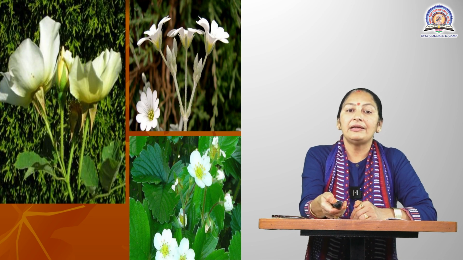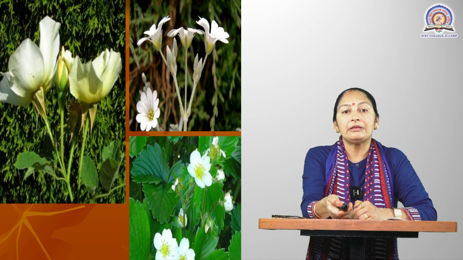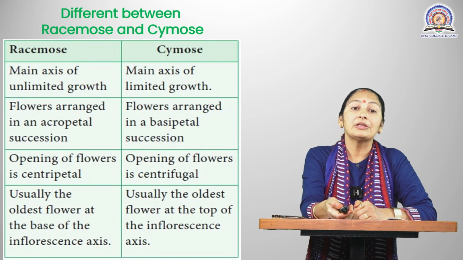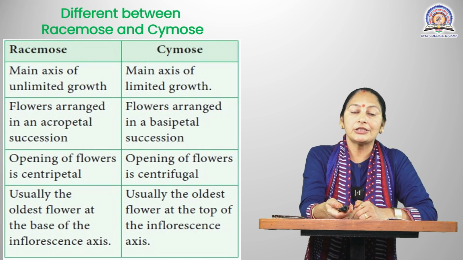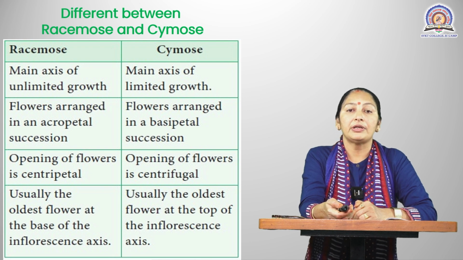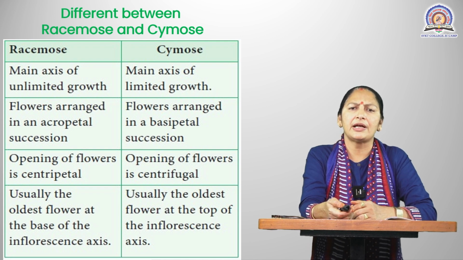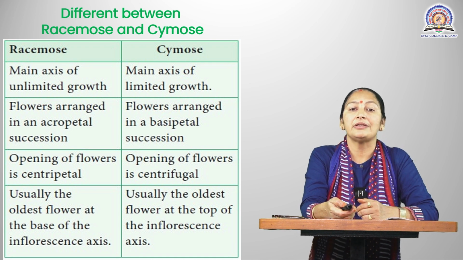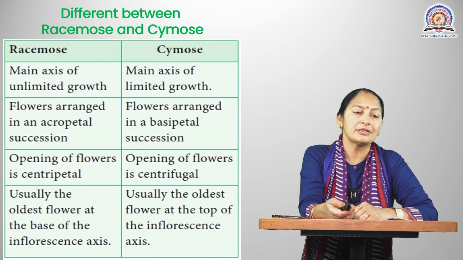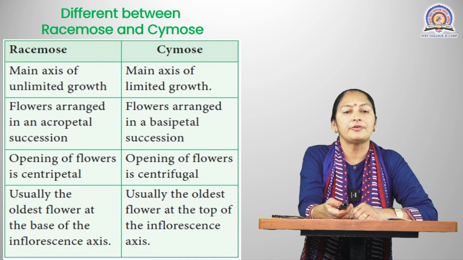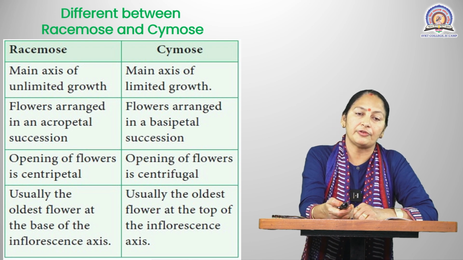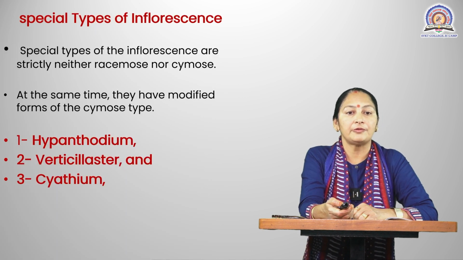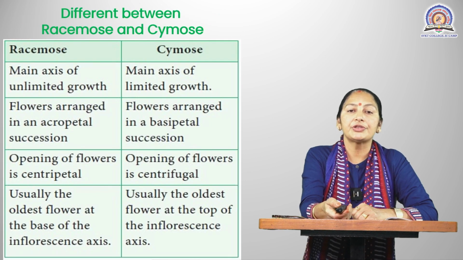Okay, then you have to see the difference between the cymose and the racemose. See student, the difference is very important from the exam point of view. It is a compulsory question. Compulsory means it is very easy to understand the difference between cymose and racemose, and that's why the examiner is interested in asking this type of question. The first one is the racemose type of inflorescence and the second one is the cymose type of inflorescence.